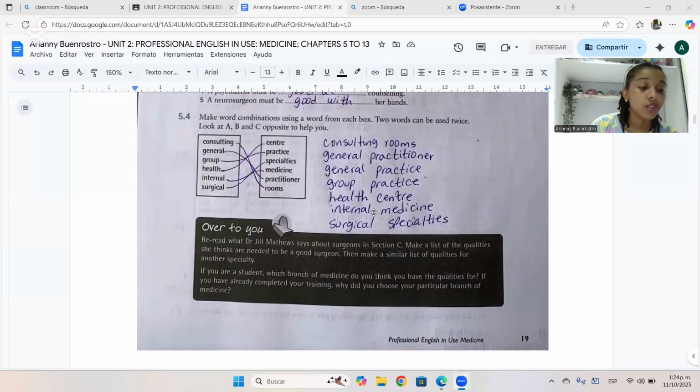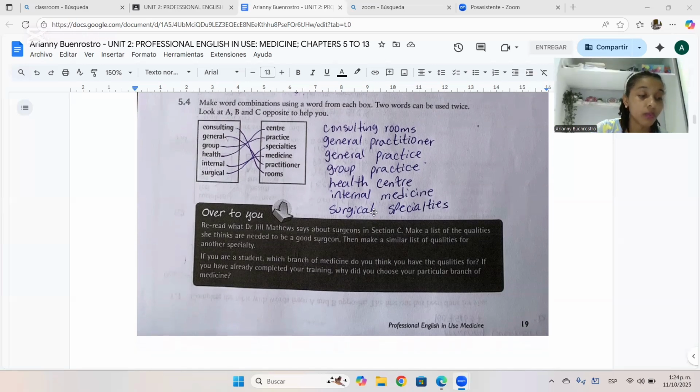Make word combinations using a word from each box. Two words can be used twice. Look at A, B, and C opposite to help you. Consulting rooms. General practitioner. Group practice. Health center. Internal medicine. Surgical specialties.